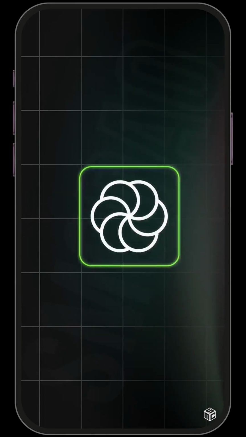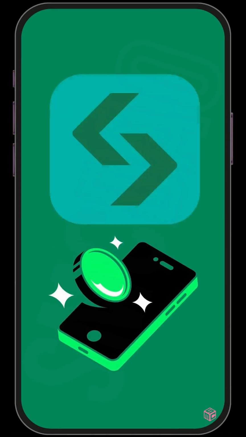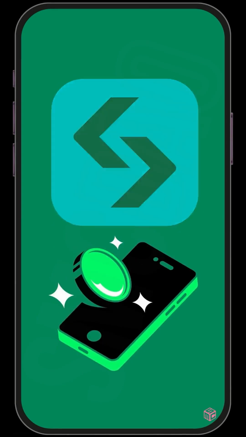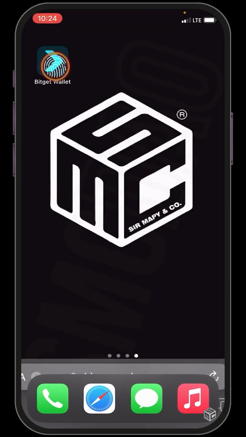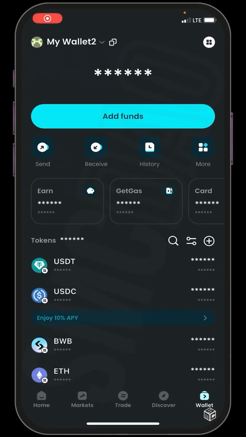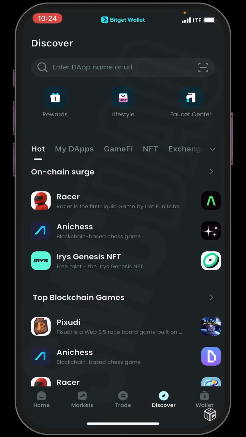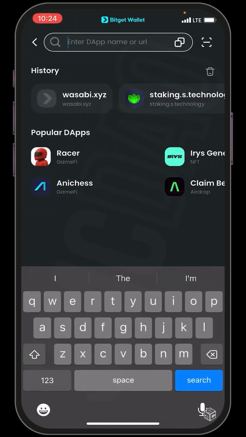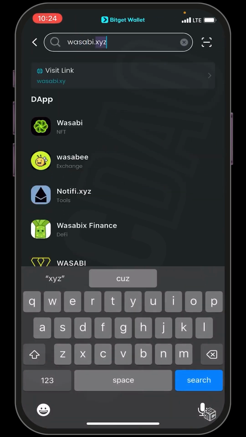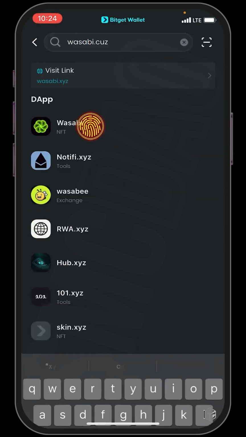So to explore Wasabi, you'll need a wallet. I'll be using Bitget Wallet for the purpose of this video. So let's open our Bitget application. Then let's click Discover at the screen bottom. Next is to input the URL, which is wasabi.xyz. Ensure the URL is correct. Let's click the visit link, redirecting.